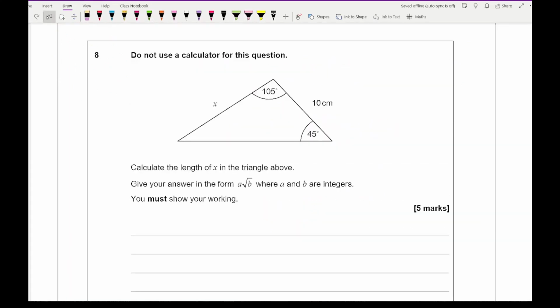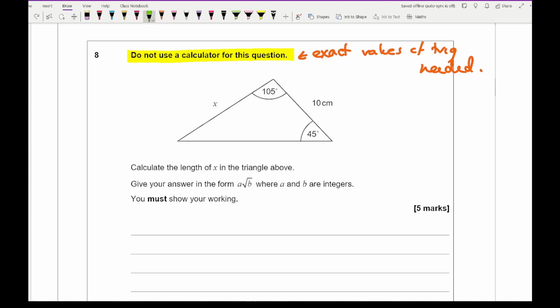Now moving on to our last question, it says do not use a calculator for this question, so it's going to be using exact values of trig. So let me just write that down. So exact values of trig needed. So in this question it says calculate the length of x in the triangle above. Give your answer in the form of a root b, where a and b are integers. You must show your working out.